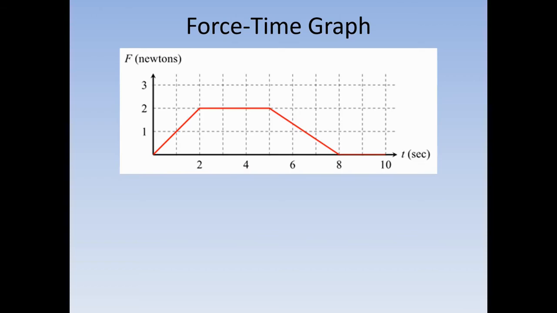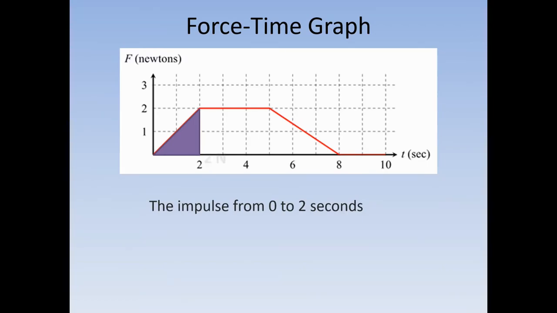Well, we know that the area under the line is going to represent the impulse. And we can take this area between the line and the axis and break it down into pieces. So take the first 2 seconds. What do we have here? The area between the line and the axis forms a triangle. How do you find the area of a triangle? Well, it's height times width divided by 2.